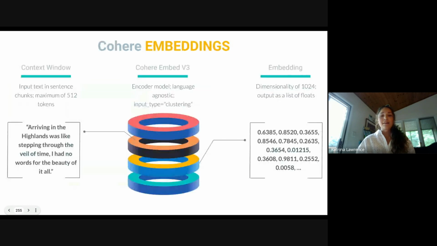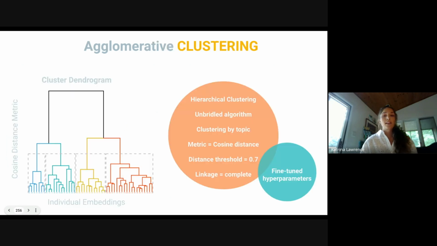The embeddings are where the magic really started to happen for us. We were able to capture that intangible aspect of style and make it tangible and make it real. We settled on Cohere's Embed v3 model, which is language agnostic. We inputted our sentence chunks into the context window, and our model output a list of floats. Once the embeddings were generated, we created topic clusters so that we could find true style without the noise of semantics. We use agglomerative clustering, which is unsupervised, such that the number of clusters was not predetermined. I will pass it to Karishma for our data modeling.